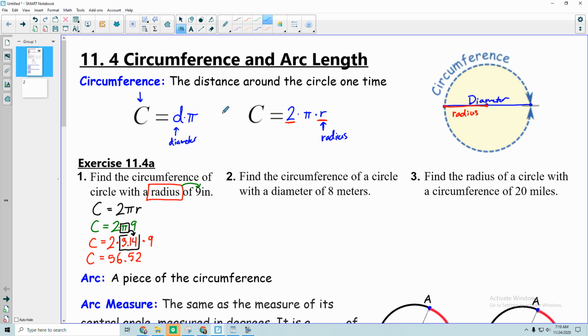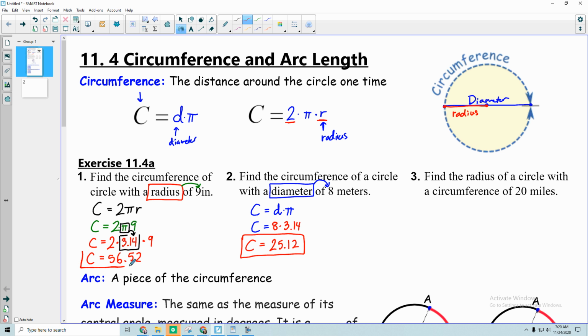So now we're going to find the circumference of a circle. It has a diameter of 8 meters. So as you're guessing, we're probably going to use this first formula because this is the one that mentions diameter. So I'll write that circumference equals diameter times pi. And then I know the diameter is 8 meters. So in for D, I'm going to plug in 8. And then I'll take pi and replace that with 3.14. So then if I do 8 times 3.14, I get 25.12. Okay, so that's the value for my circumference.